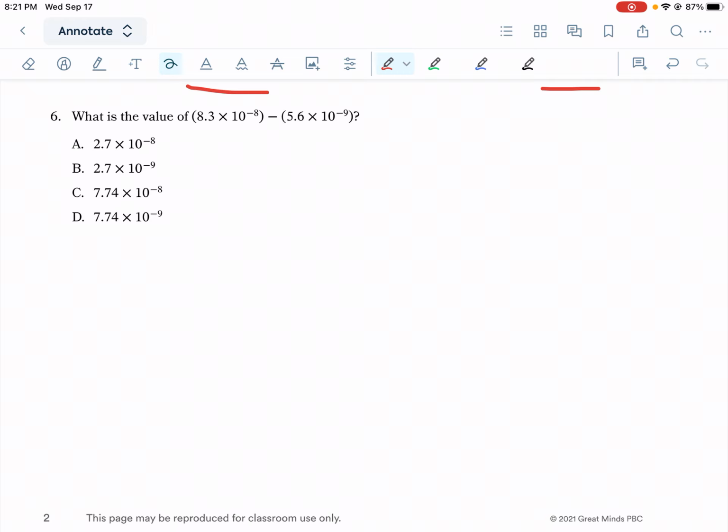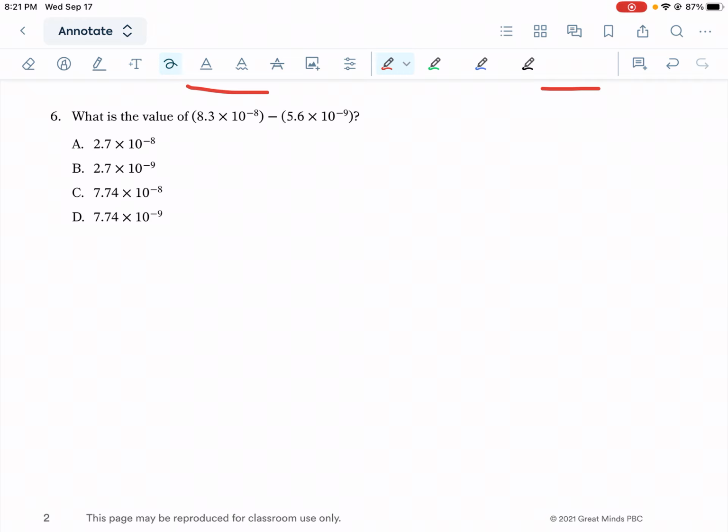For number 6, we are subtracting in scientific notation. I did discuss this before on how to subtract in scientific notation when you do not have the same exponents. When you do have the same exponents, you can just subtract normally. Just make sure that your resulting answer is sitting in proper scientific notation form. If not, make any necessary adjustments.